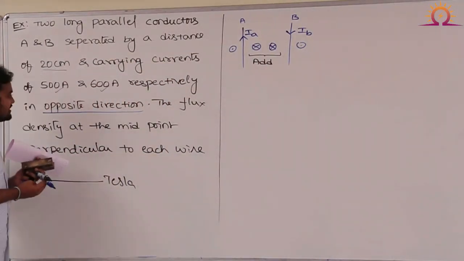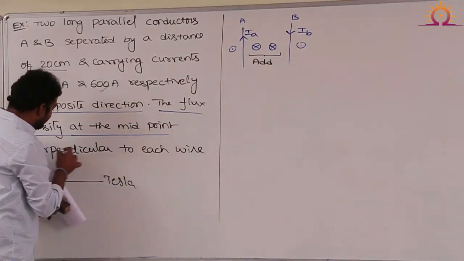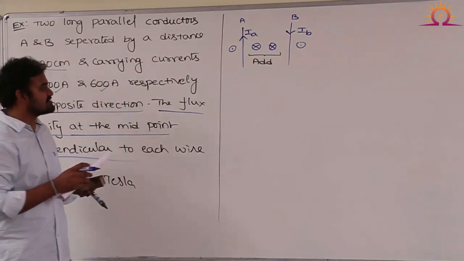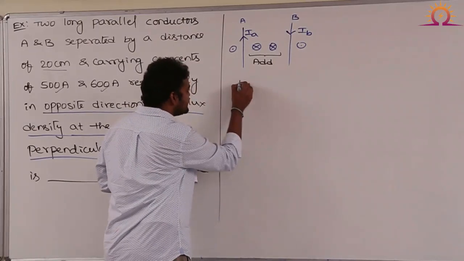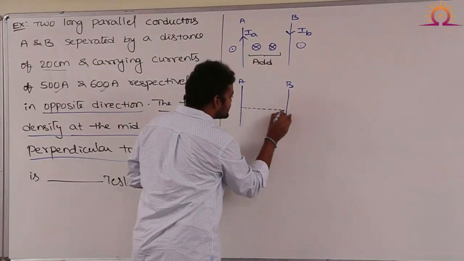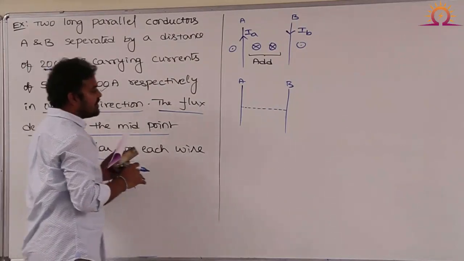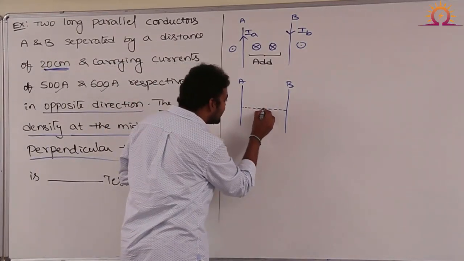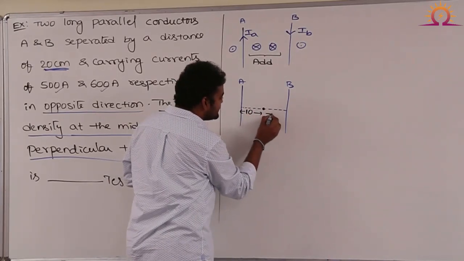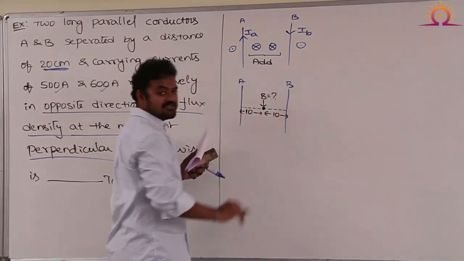And also the question here is the value of the flux density at the midpoint between the two conductors. Between the two conductors at midpoint we need to calculate flux density. So this is A and this is B. The distance between the two conductors was given in the problem, 20 centimeters. But we are asked to find out flux density at the midpoint. Therefore, this is 10 centimeters and this is another 10 centimeters. At this midpoint, we have to calculate the total flux density.